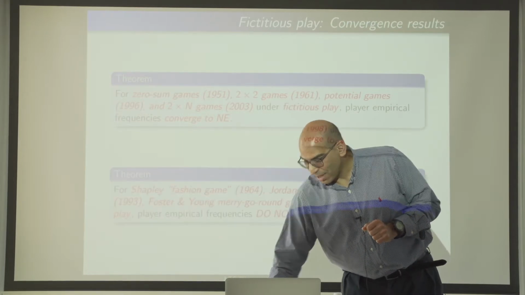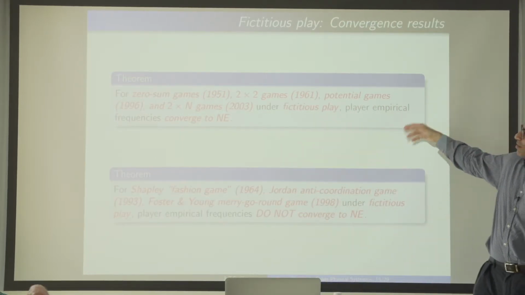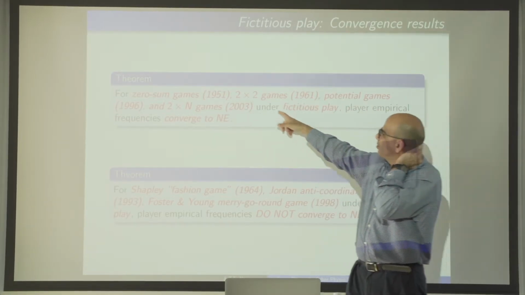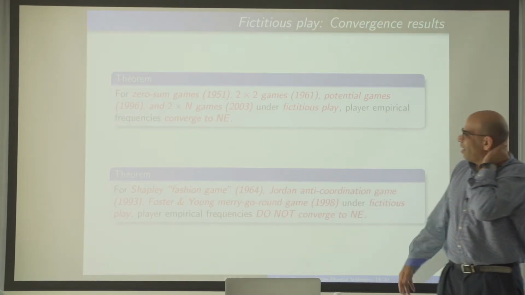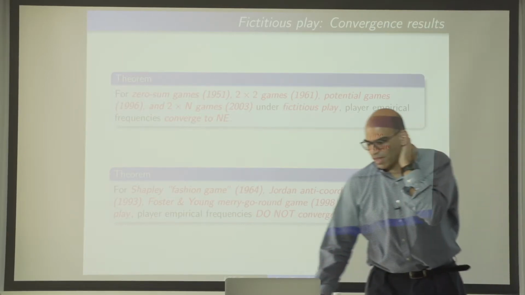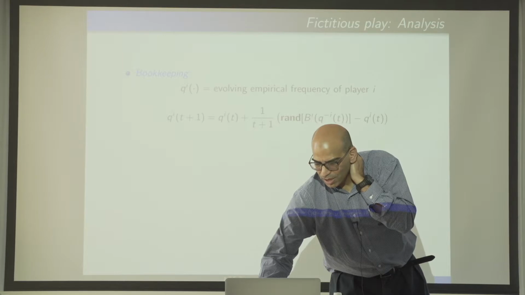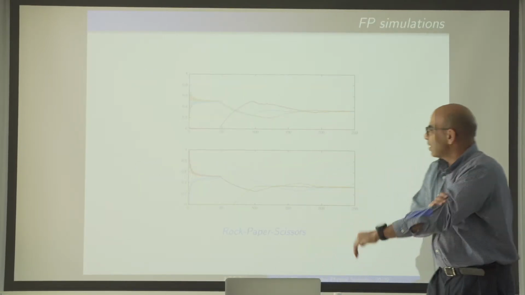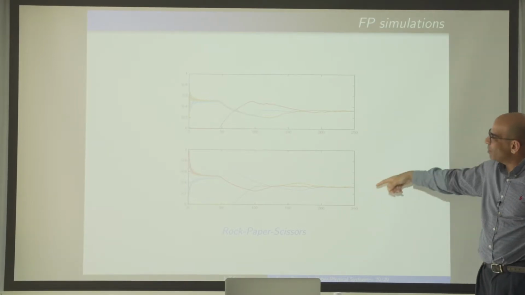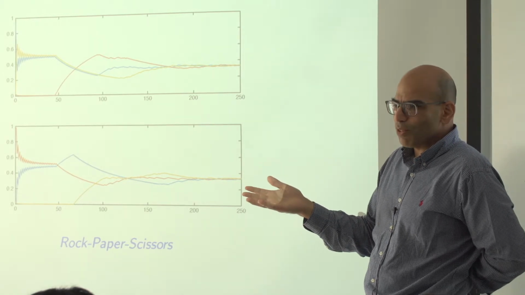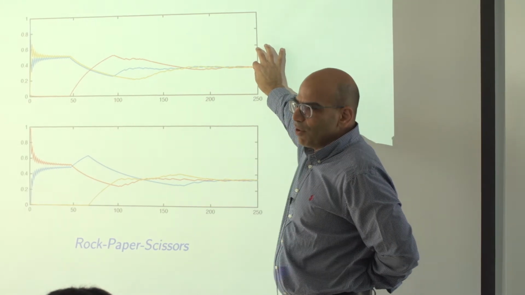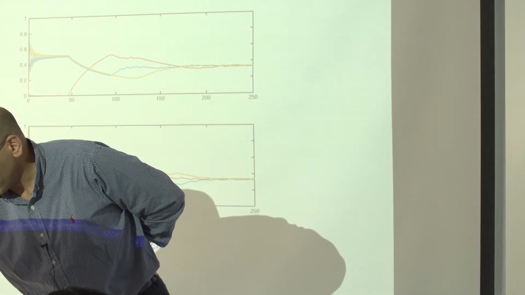And it turns out that fictitious play converges in zero-sum games. It converges in potential games. It converges in any 2x2 game. And there's a handful of other games where fictitious play converges. But there's also a handful of games where it's known not to converge. And what's interesting is that fictitious play can converge to a mixed equilibrium. So here's rock, paper, scissors. The equilibrium of rock, paper, scissors is 1/3, 1/3, 1/3. And here's a simulation showing fictitious play converging to 1/3, 1/3, 1/3.